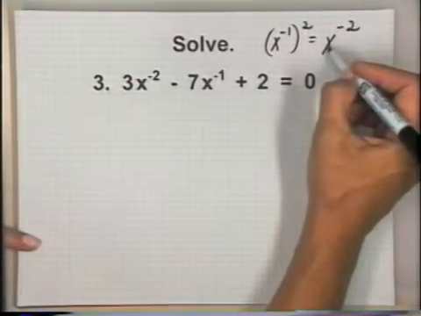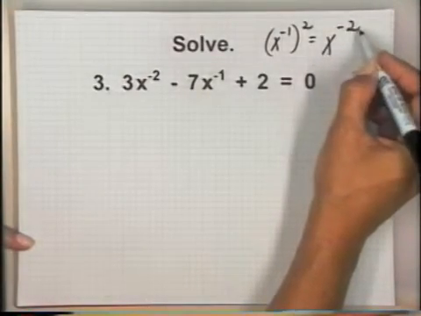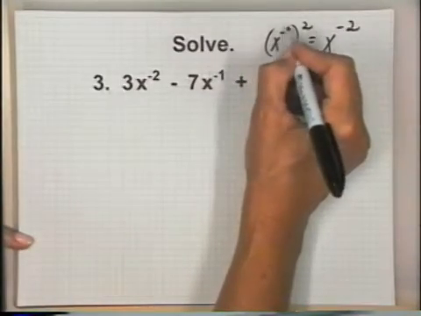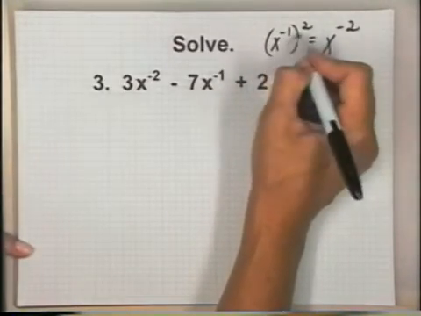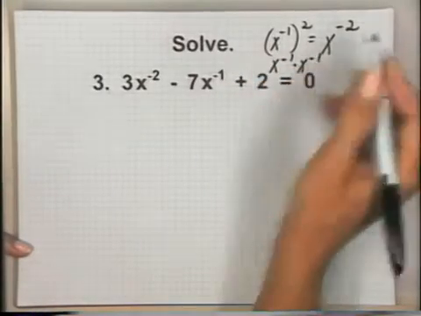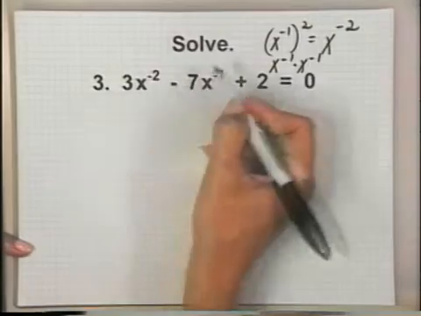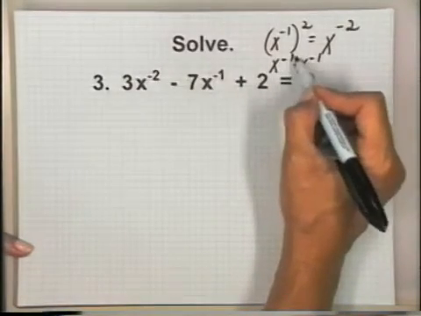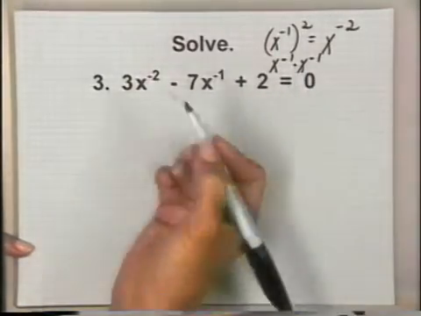What I need to know is, how can I factor this x to the negative second? Well, since it's x to the negative first squared, and I know that when I square something, that just means to multiply it times itself, I will take this x to the negative second and factor it as x to the negative first times x to the negative first.